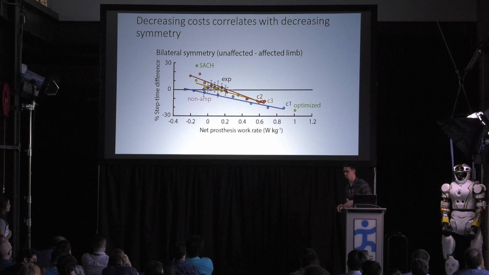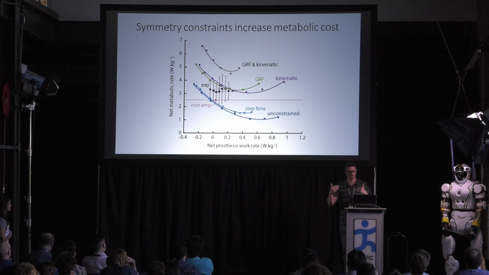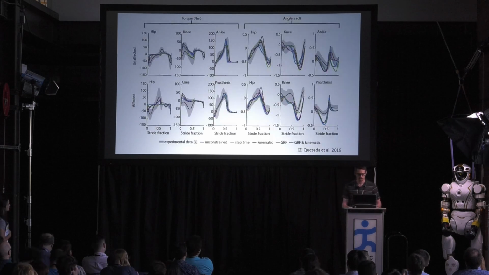And when we try to control for this in our simulation, say we enforce a symmetry constraint, we see that metabolic cost gets bumped up. We can constrain symmetry kinematically using ground reaction forces, just step time, or a combination of all of them. But in every case, we get that increase in cost.